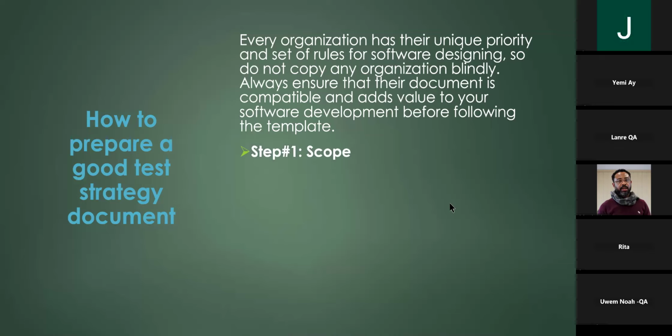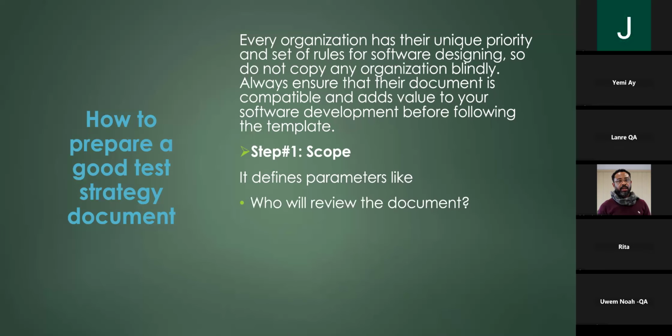So scope, the first step, scope. It defines parameters like who will review the document. This is like document versioning, document control. Who is going to review it? What version are we starting with?